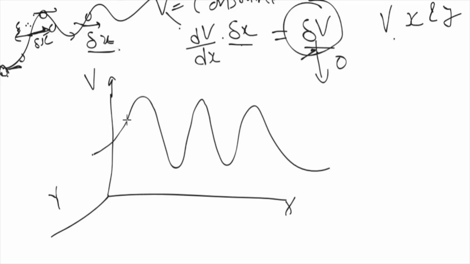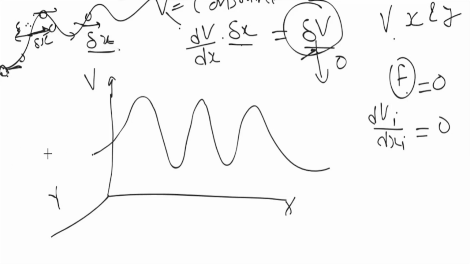Again, in equilibrium, all the components of force are equal to 0. And that means all of the partial derivatives of v with respect to xi are equal to 0. And where is that in the figure? It can be here, the bottoms and tops of the hills. Now, how can we write the equation that we wrote earlier?